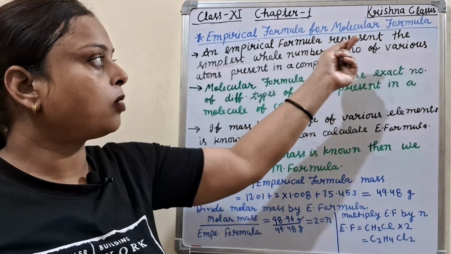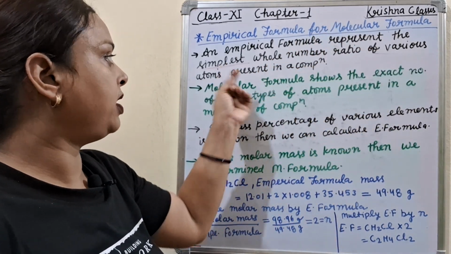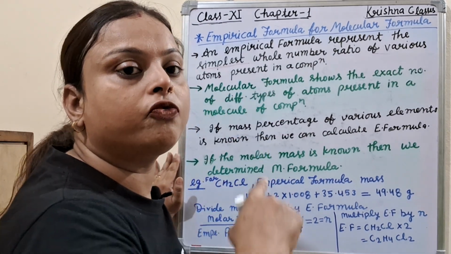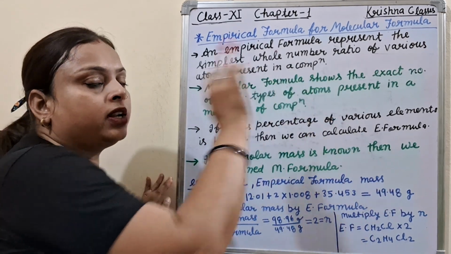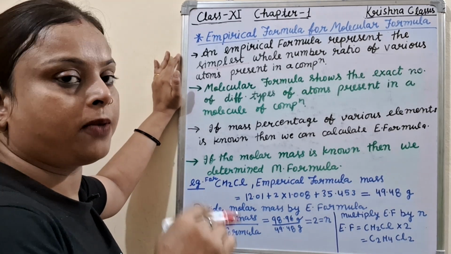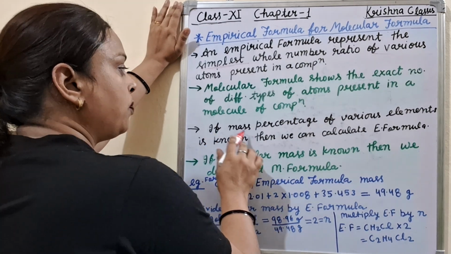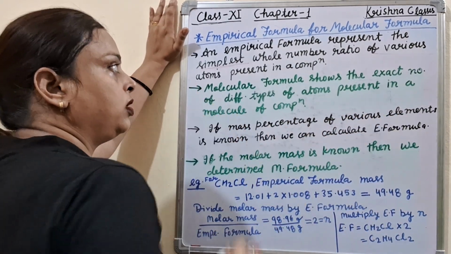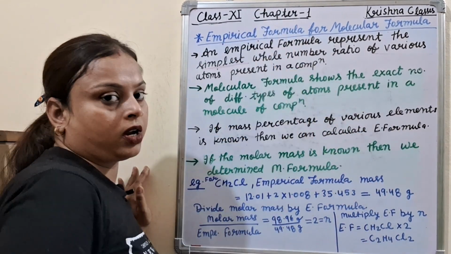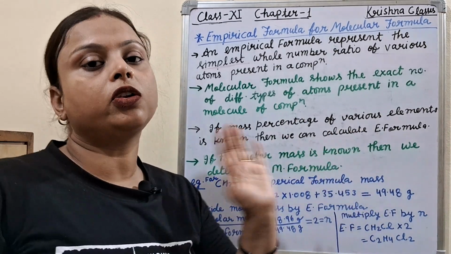It means the empirical formula represents the simplest whole number ratio of various atoms which are present in a compound, and the molecular formula shows the exact number of different types of atoms which are present in a molecule of a compound. So if the mass percentage of various elements is known, then we can calculate the empirical formula. And if the molar mass is known, then we determine the molecular formula.